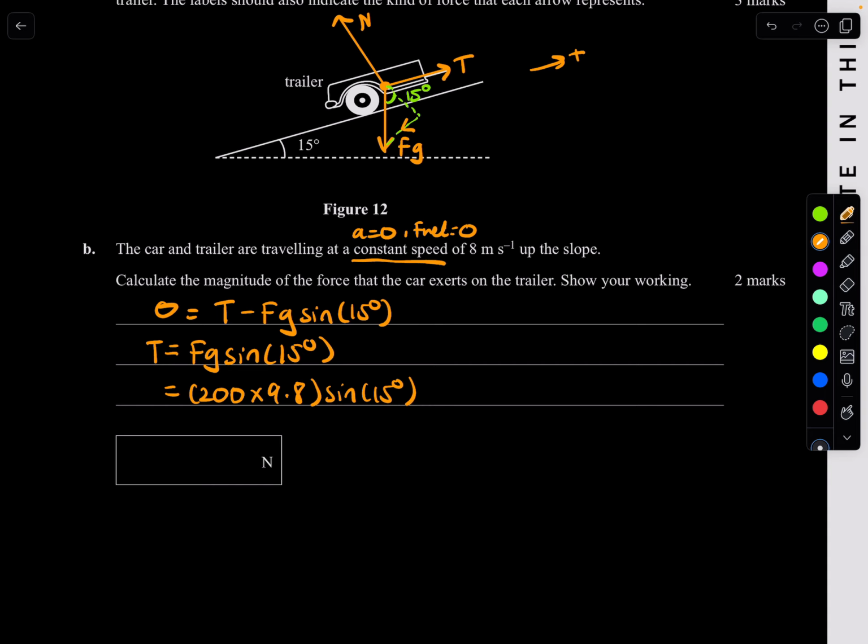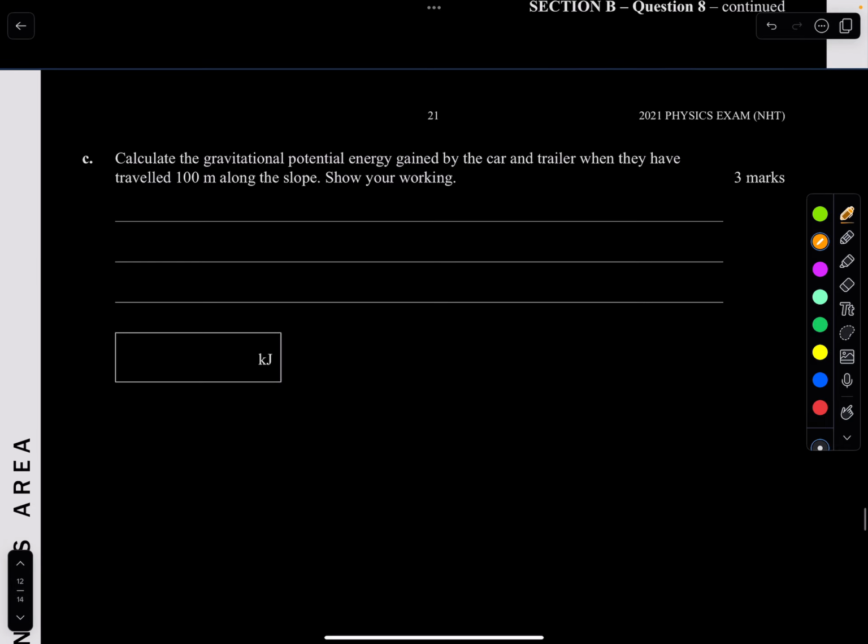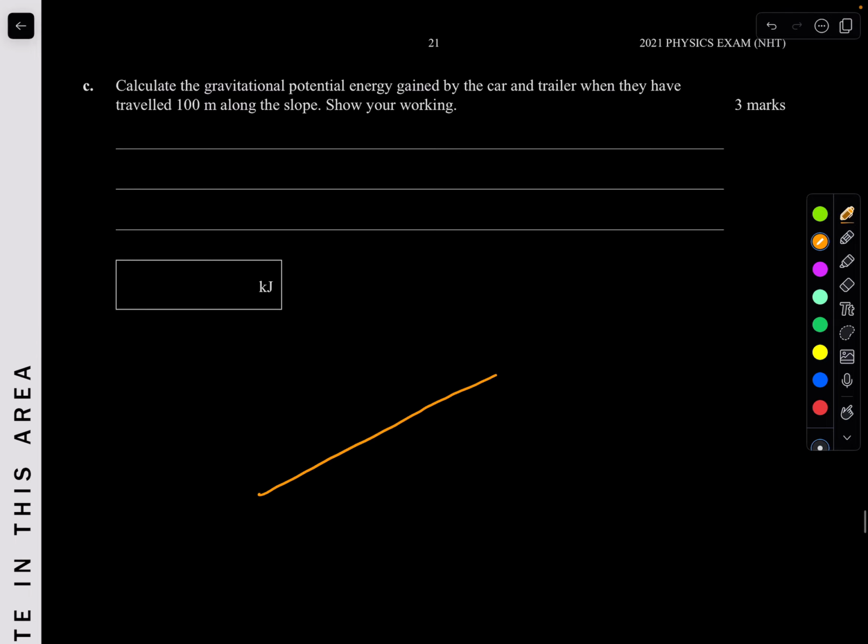Sine 15 degrees. And so we get 507 newtons of force. Beautiful. Question C. Calculate the gravitational potential energy gained by the car and the trailer when they have traveled 100 meters along the slope. Show your working out. So if it has traveled 100 meters up the slope, both the car and the trailer, this is all we need to do.